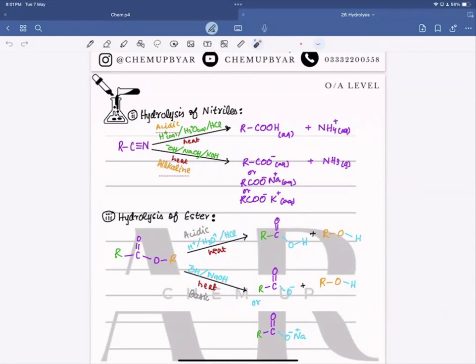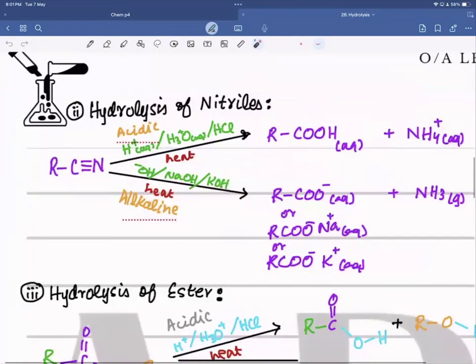Yeah. So instead of carboxylic acid, we get its salt, and when it's an acidic hydrolysis, we get a carboxylic acid. The one after acidic hydrolysis is the alkaline hydrolysis. Now see over here, you can see the comparison.